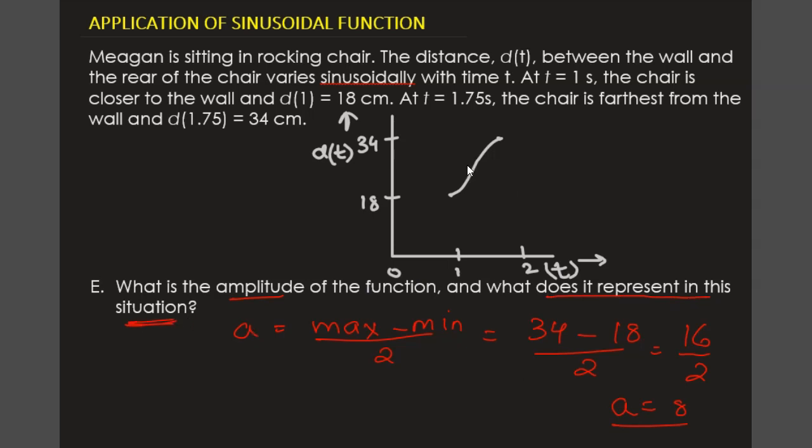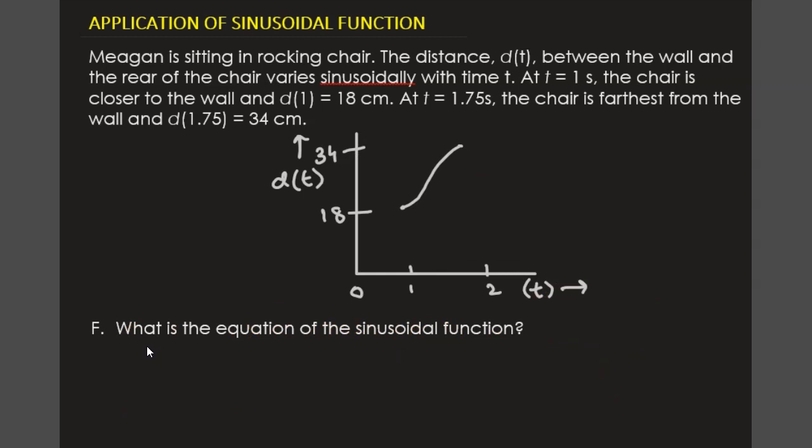When they ask you, what does this represent in this situation? So we see that amplitude is the distance from the midpoint to the max point or from the midpoint to the min point. So that is the maximum distance that the chair can rock by. So in this scenario, amplitude is the distance through which the chair can rock. That's the final part of this problem.